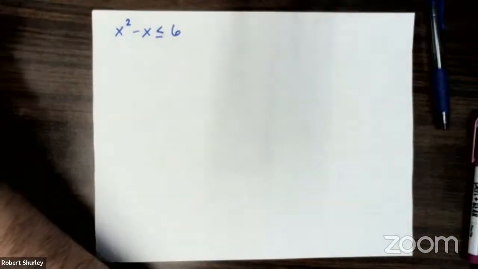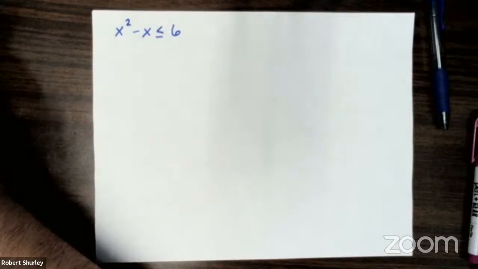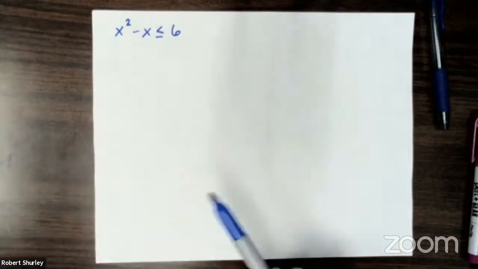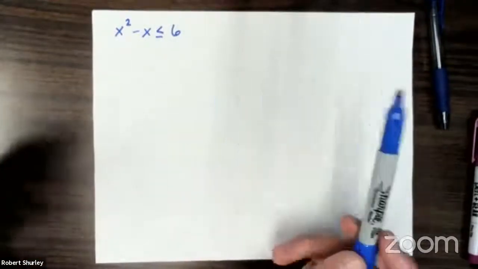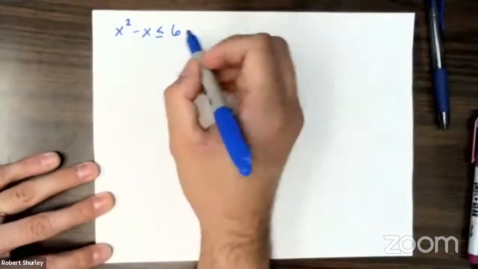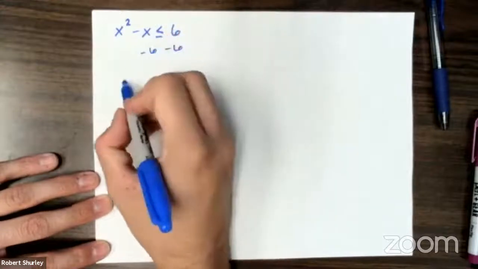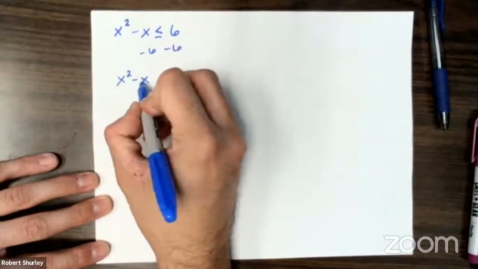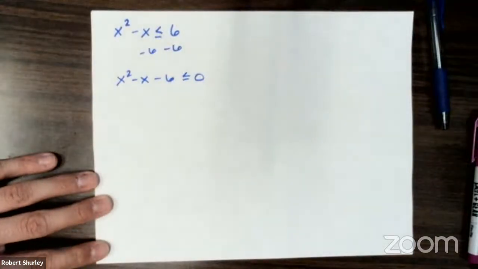Okay? X squared minus x is less than or equal to 6. So now, the first thing you've got to do is solve it like you're kind of solving a quadratic equation. I've got to move the 6 over. I need 0 on one side, okay? So I'm moving the 6 over. Get x squared minus x minus 6 is less than or equal to 0, okay?